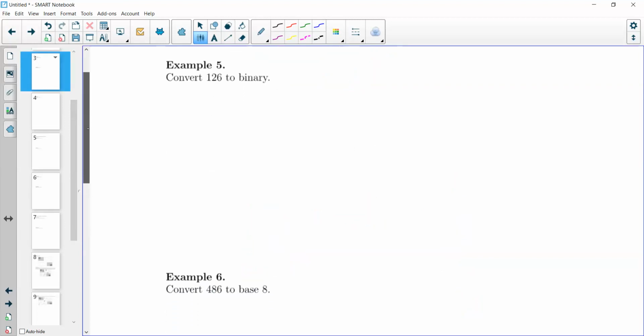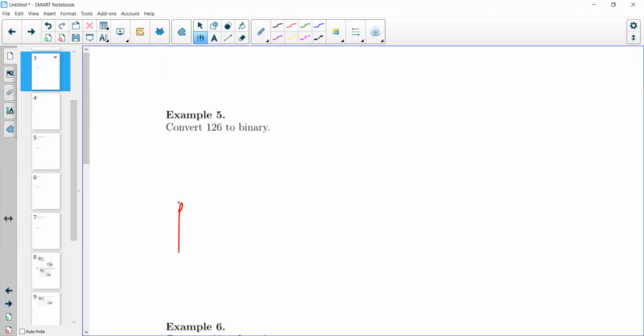Okay, so now I have 126. So again, I have 2 to the 0 is 1, 2 to the first is 2, 2 to the second is 4, 2 to the third is 8, 2 to the fourth is 16, 2 to the fifth is 32, 2 to the sixth is 64, and 2 to the seventh is 128, which is too high.